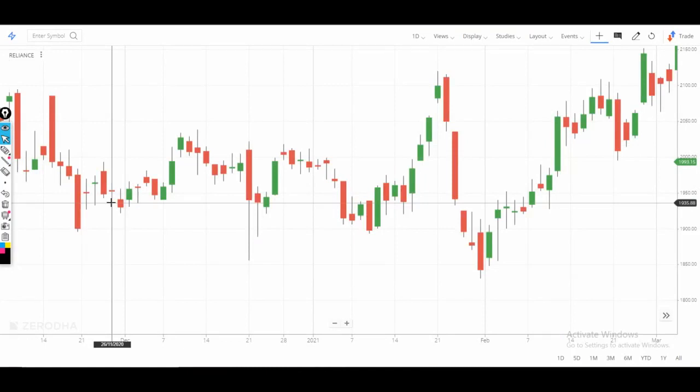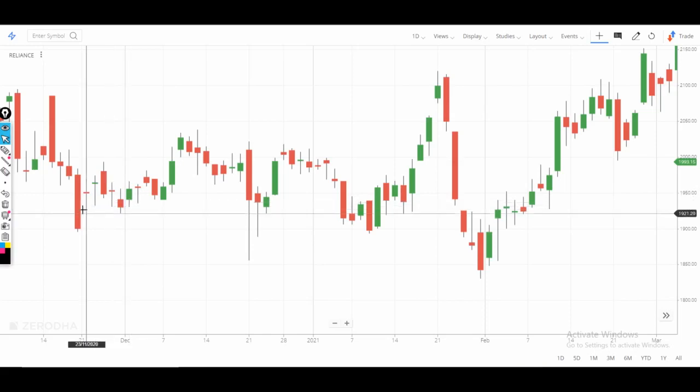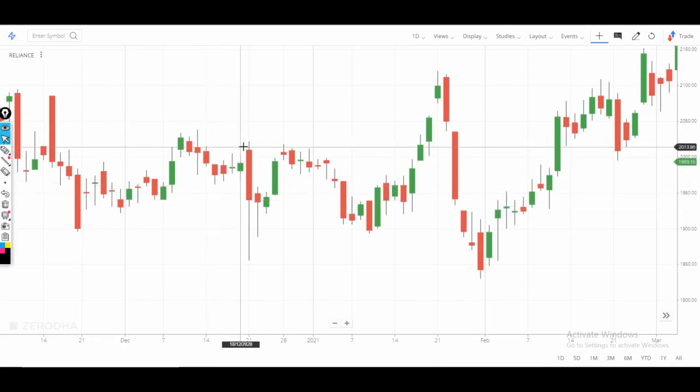but now I would like to give you a bonus tip using which you can increase your probability in this particular setup, whether it is bullish or bearish. Friends, this is just a short bonus tip which may help you a long way in your trading career, right?